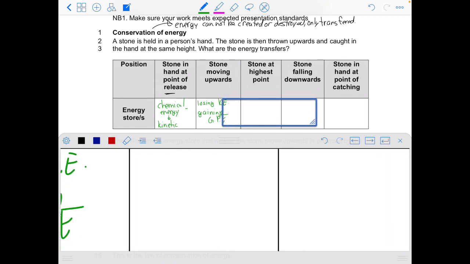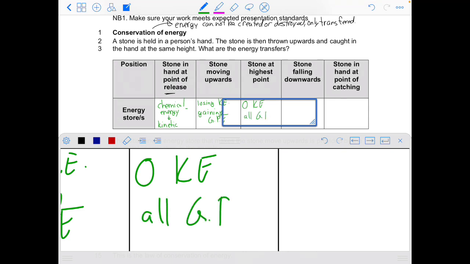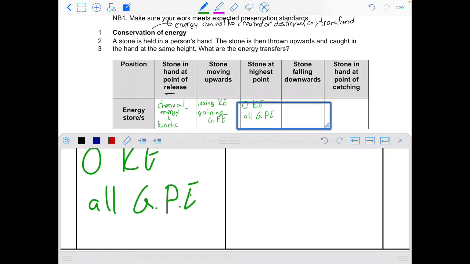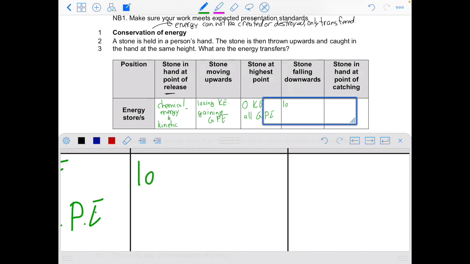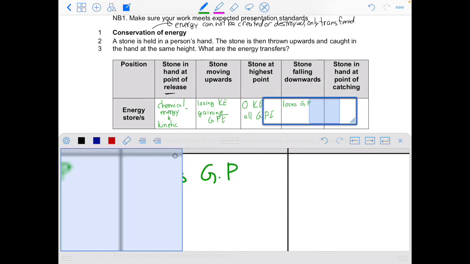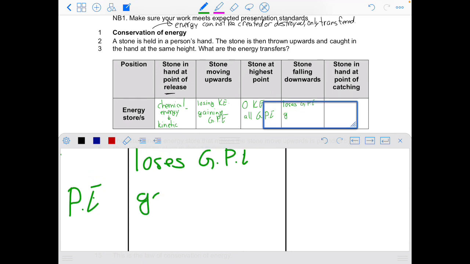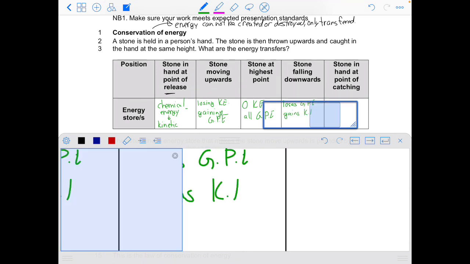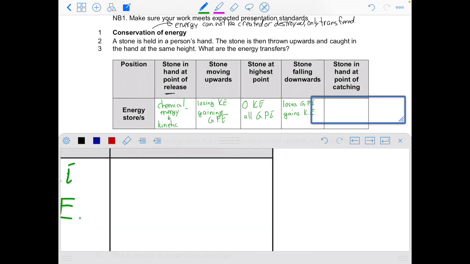When it's at its highest point, that millisecond, it has 0 kinetic energy. It has no kinetic energy. It has all gravitational potential energy. So once it's at that highest point, all of its energy has moved into gravitational potential energy. As it's falling downward, it loses its gravitational potential energy, but it gains its kinetic energy. So at the point of catching, it now has lost all of that gravitational potential energy it's gained. So it is all in the kinetic energy store just before it hits your hand.